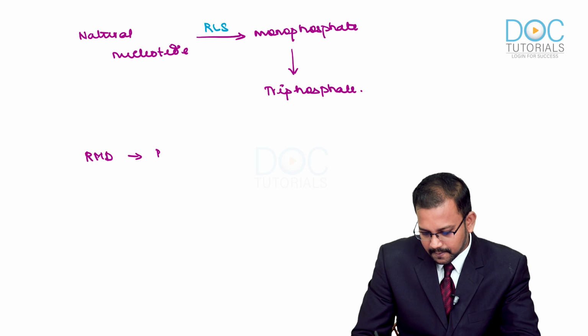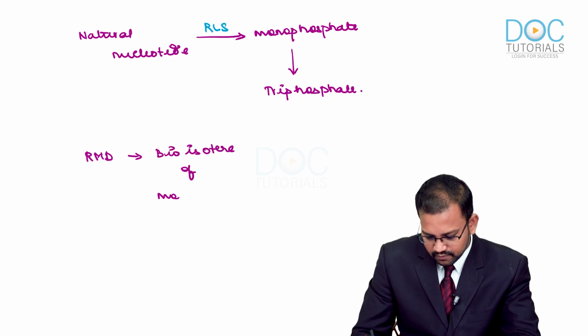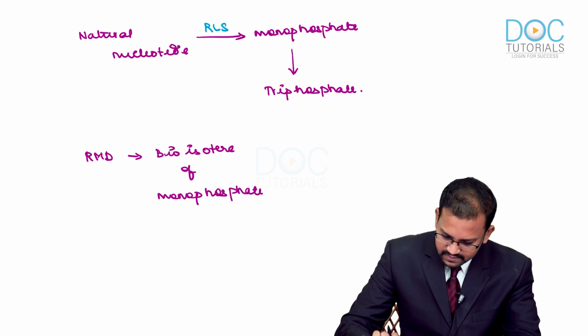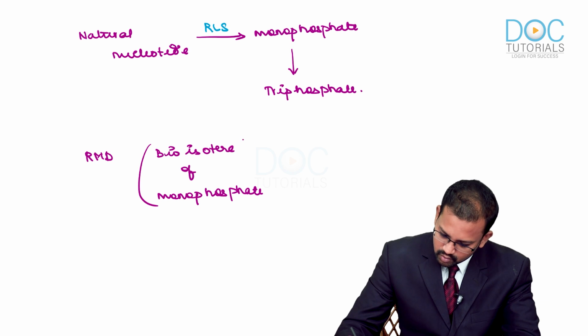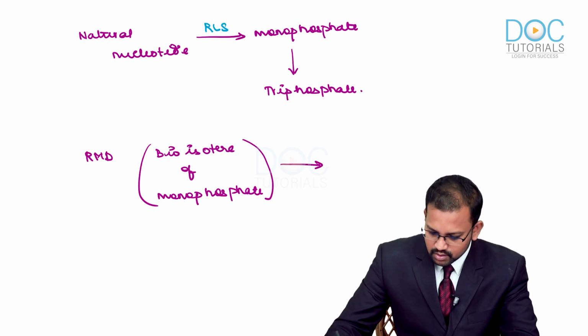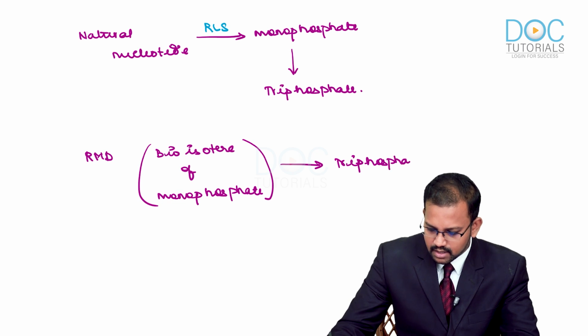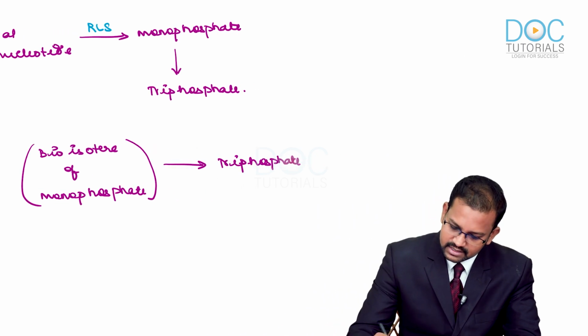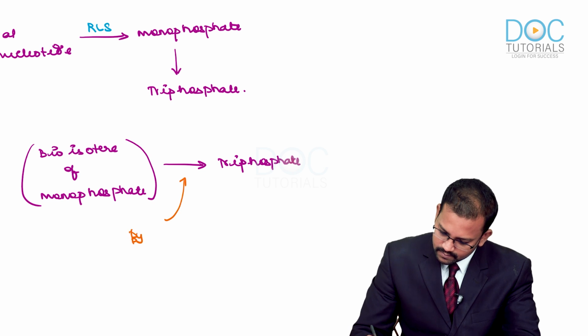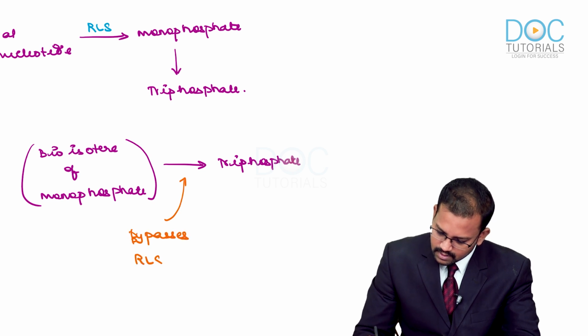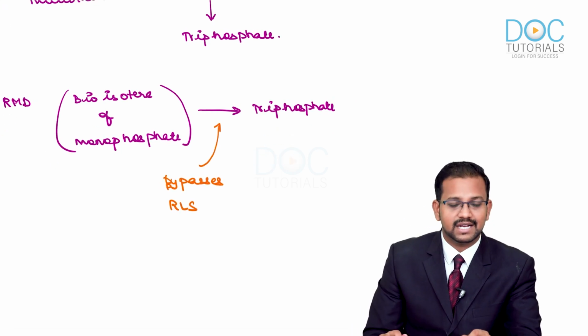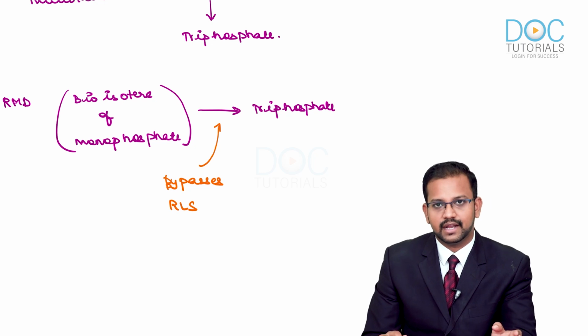Remdesivir itself is a bioisostere of monophosphate. It needs to be converted to triphosphate. That's it. There is no major mechanism to be involved in it. It bypasses this rate limiting step, and that's the reason why this drug is going to be a faster acting one.